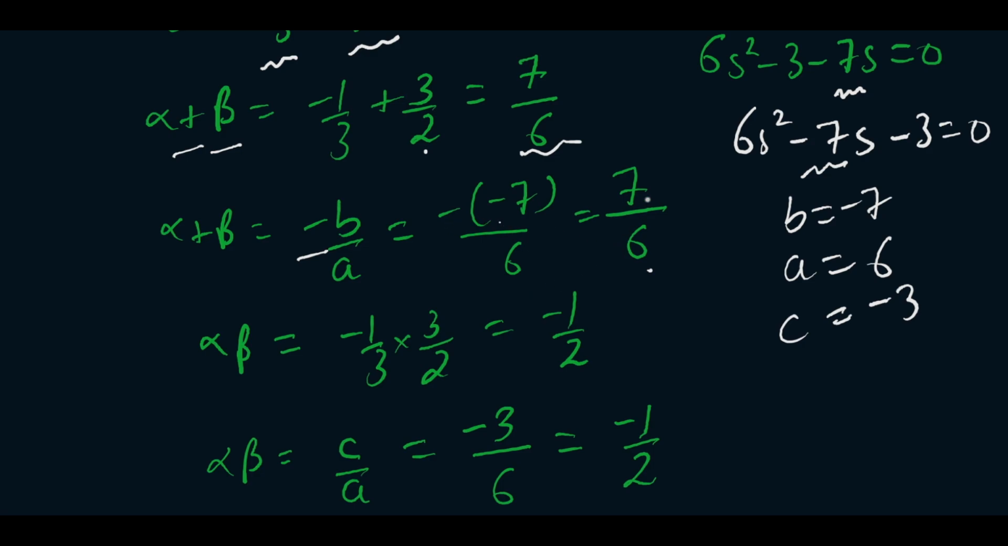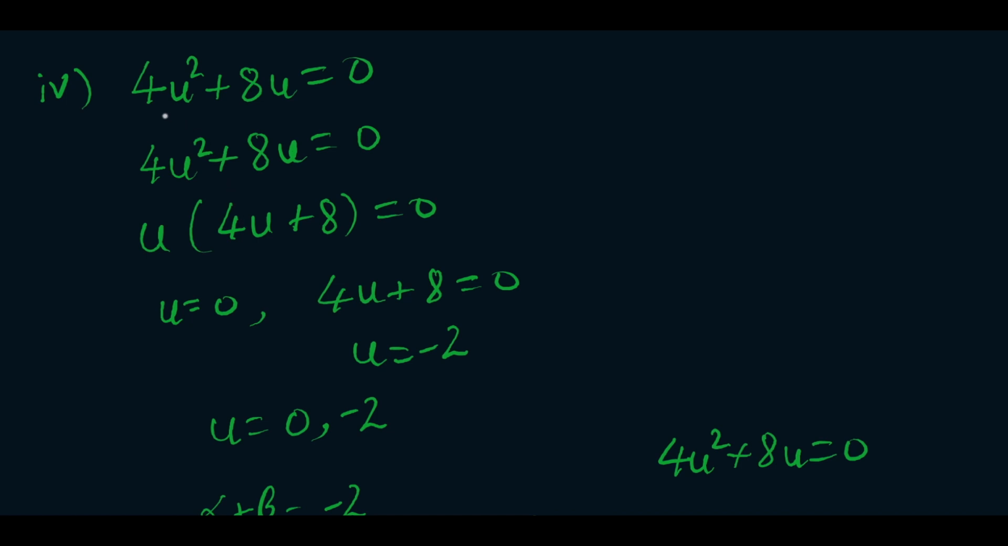Minus of minus 7 over 6. This is 7 by 6, which is also equal to the sum of the two roots. Now alpha multiplied by beta is equal to minus 1 by 3 multiplied by 3 by 2. This gives us minus a half. And alpha multiplied by beta is equal to c by a, which is equal to minus 3 over 6, which is equal to minus half, and this is verified.